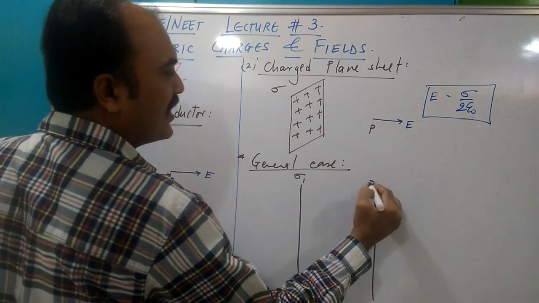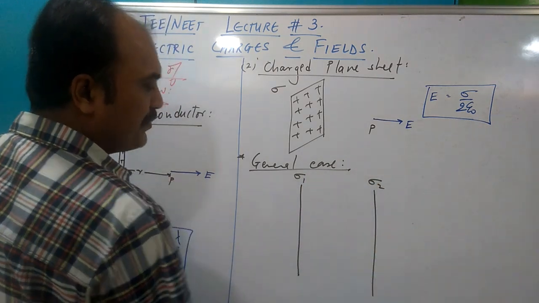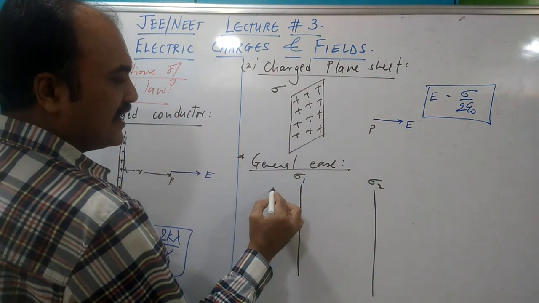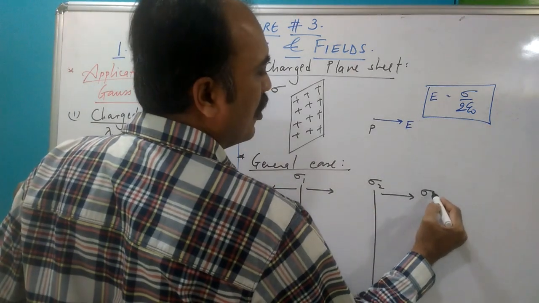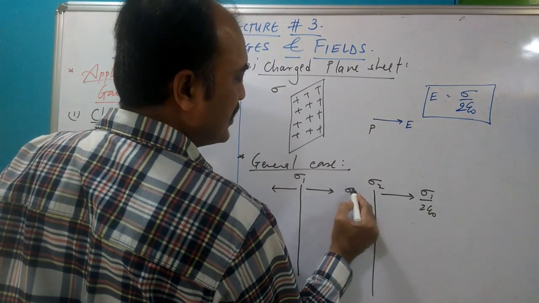This is sigma 1. I have dealt with all this. I am just brushing this up. For sigma 1, there are 3 electric fields here, here, and here, all being sigma 1 by 2 epsilon 0.